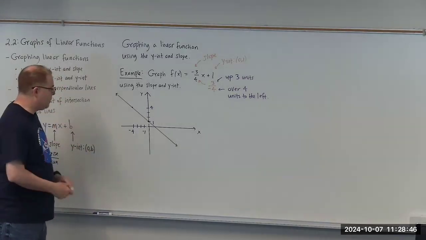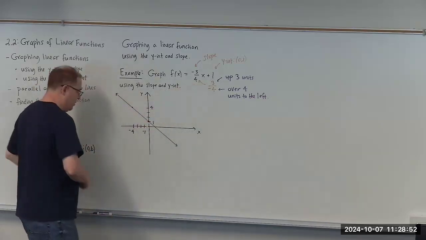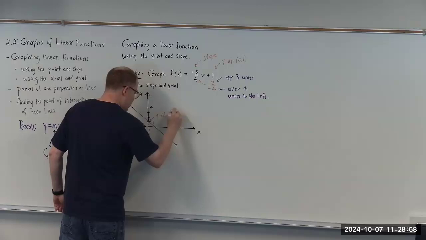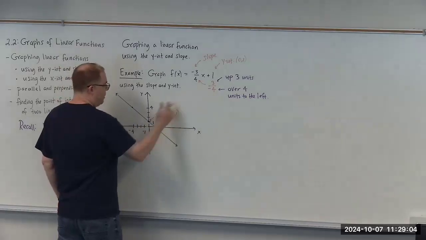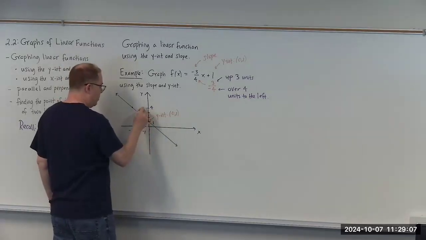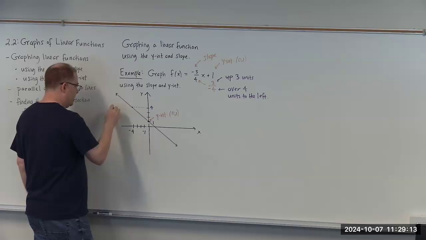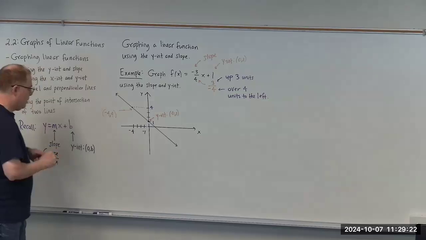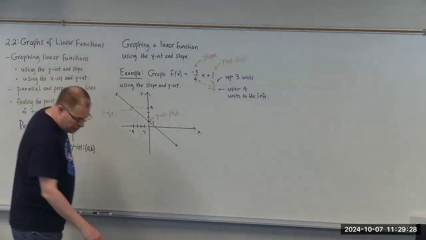So you basically figure out the y-intercept first, plot that point, which is here, 0, 1, and then you use the slope to obtain the second value. Writing it this way, we go up 3, and then over 4 units to the left. So this point right here is at minus 4, 4. Pretty simple idea.